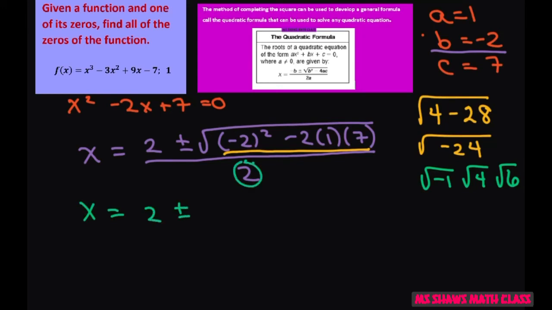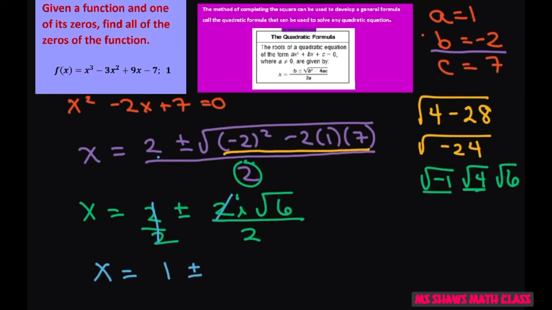I'm going to go ahead and put this under each piece. The square root of 4 is 2. The square root of negative 1 is i. And then we still have the square root of 6, divided by 2. Again, I just put the 2 under each of these pieces, each of these terms. So this equals 1 plus or minus i square root of 6.